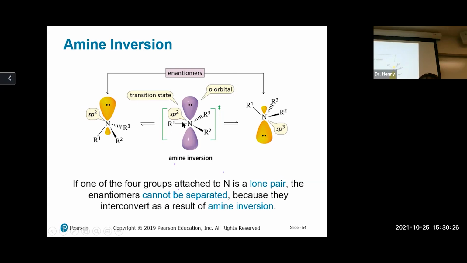This guy here, sp2. So then we get the formation of the sp3. So these guys would be enantiomers of each other. One going in one direction, the up direction, one going in the minus direction, and then we invert our 1, 2, 3, or keep our 1, 2, 3. So these enantiomers, they can't be separated.